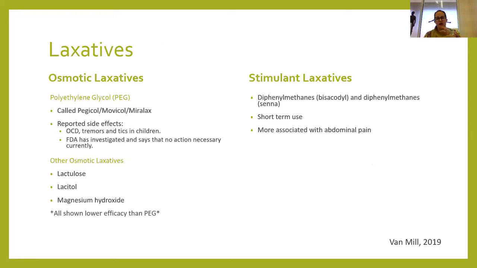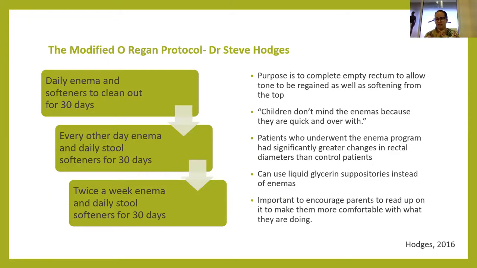There's a whole bunch of laxatives that we could use for treatment that your ped can discuss further with you, but what you're basically wanting to do is empty out. So Dr. Hodges recommends a daily enema and softeners for 30 days, and then moving on to weaning that off. The purpose of this is to completely empty the rectum to allow that floppy rectum to regain tone and come back again, so that it can be a sensory organ, not a storage organ.